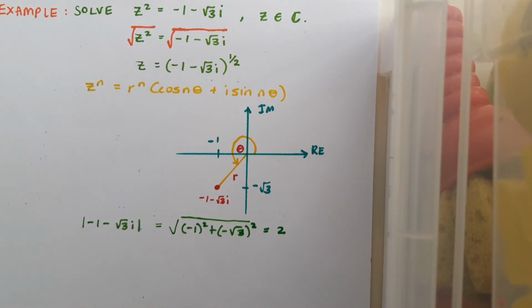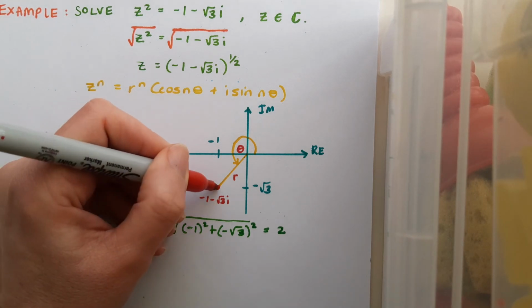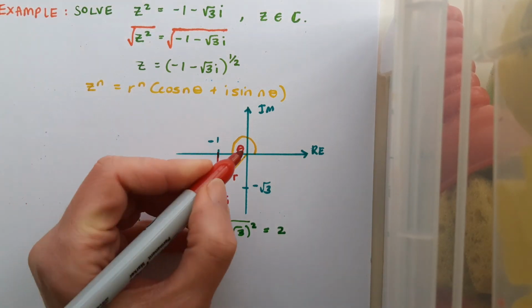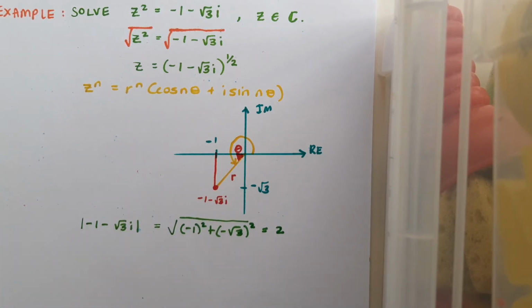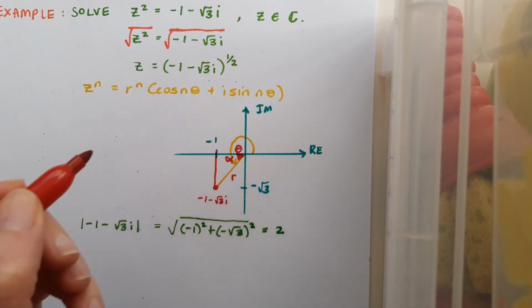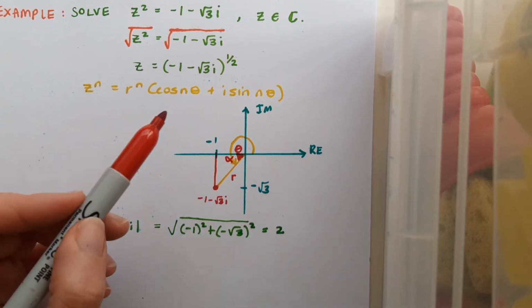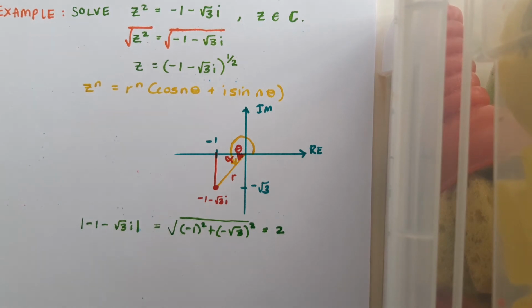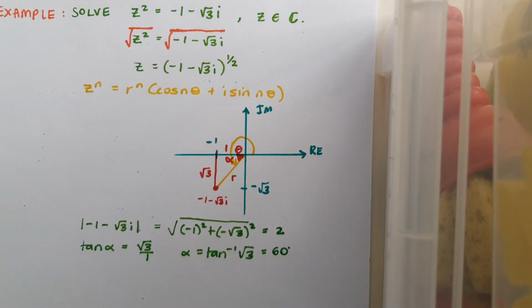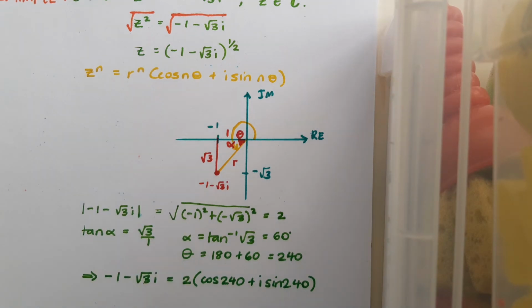And when I go to find the angle, then I have to just watch out, because when I drop my line to my real axis, I can see that the angle created is not the theta angle that I want. I'm going to call it alpha. I'm going to find alpha, and then I'm going to add it on to 180 in order to get the full rotation of the argument. And since alpha is 60, theta is 240. So now I write the complex number -1 minus root 3i in polar form.